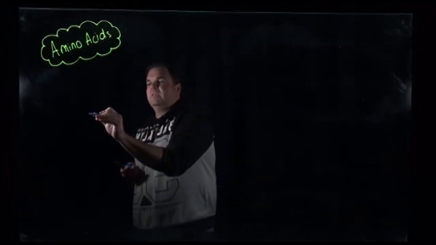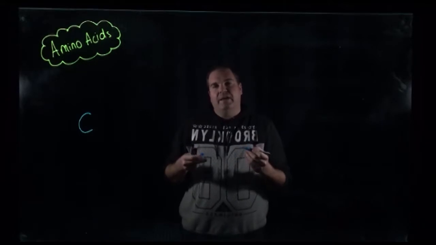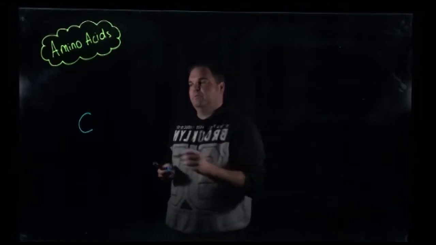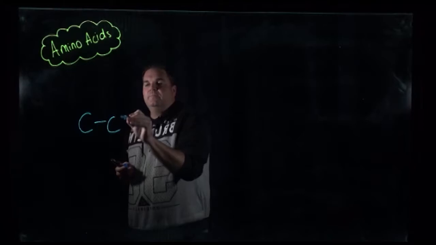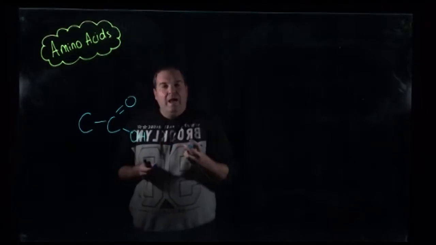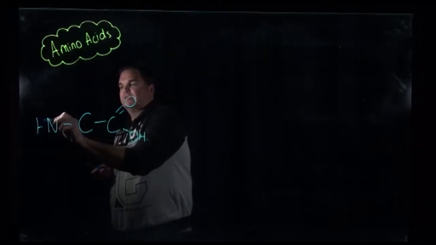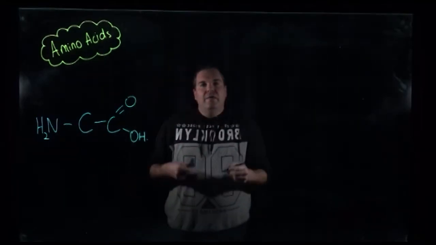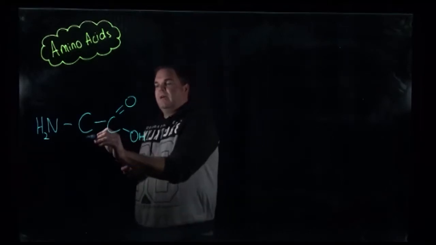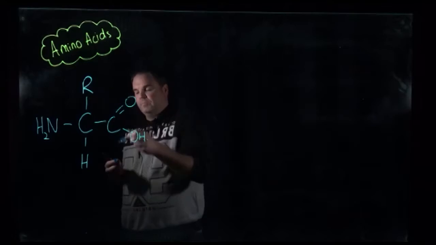So what you've got is a central carbon atom, okay? And that central carbon atom has two functional groups coming off either side. On one side, it's got a carboxylic acid functional group, okay? And on the other side, it has an amine functional group, NH2, okay? Then the only thing that's different is all of them have a hydrogen attached to them, and then they have this R group here. All right.